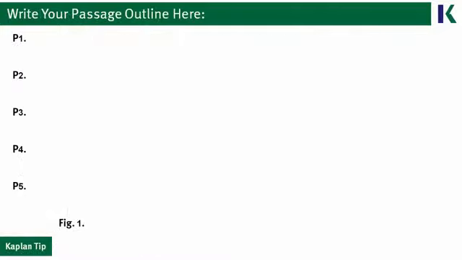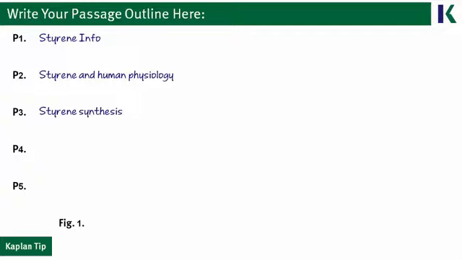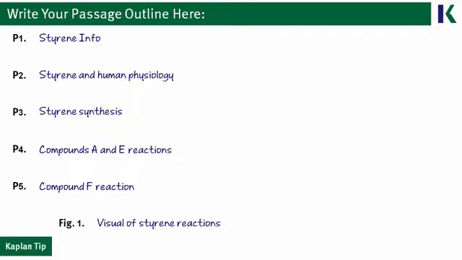Here's a nice sample outline, and notice how every label is nice and concise. Paragraphs 1, 2, and 3 we actually saw back in learning goal number 2. That first one is about basic info on styrene, second one is about human physiology, and the third is about synthesis. The third paragraph of those 3 is really the only one that we would expect to have a lot of questions come out of it. Paragraphs 4 and 5, though, then detail a lot of reactions involving compounds A and E and F, and those are also going to be very test-worthy, as is the figure, which is a visual of all these styrene reactions.